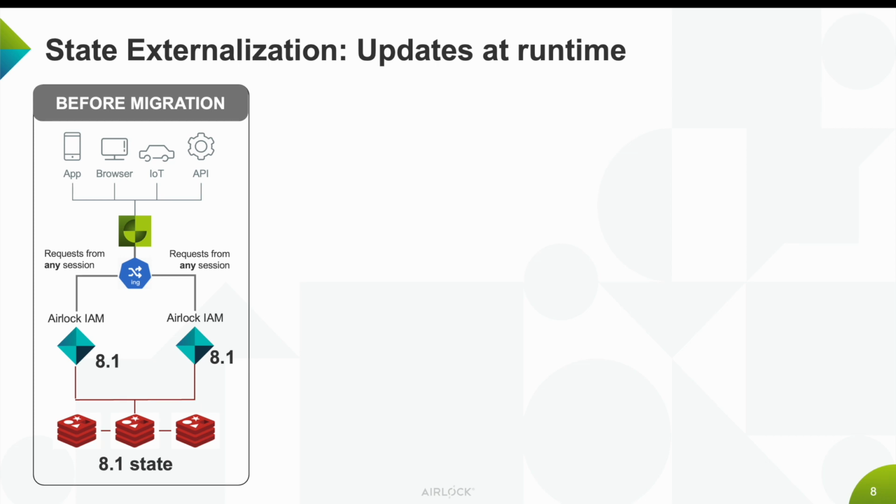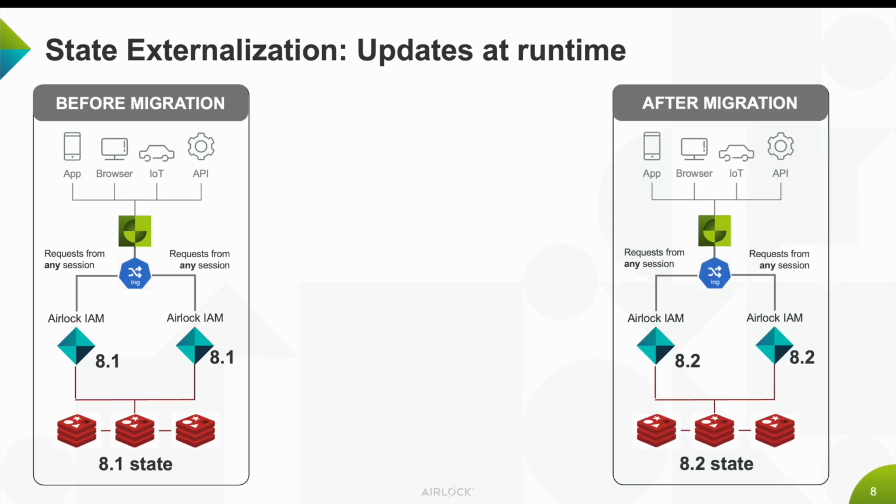So assume we have the state before the migration on the left. It's all 8.1 instances using a Redis cluster and state externalization. So for simplicity, I just put in 2 IAM instances and not many of them. So as you see, all the state in the Redis cluster on the bottom, the red boxes, it's all 8.1 compatible state information. And after the migration, it should look like this. All the instances have been updated to 8.2 and all the state is 8.2 state.